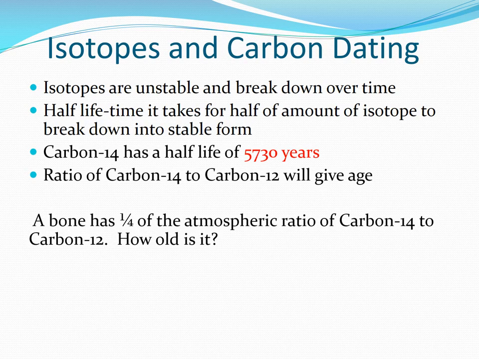So look on the bottom of the page. It asks a question. A bone has a fourth of the atmospheric ratio of carbon-14 to carbon-12. How old is it? Well, this is actually 2 half-lives old, or 11,460 years old. That's because each time we go from a full, we go to a half. So to go from a full to a half is 5,730 years. And then to go from a half to another half of a half, which is a quarter, is another 5,730 years. So we add those two up, or 2 times 5,730 years, and we get 11,460 years old.